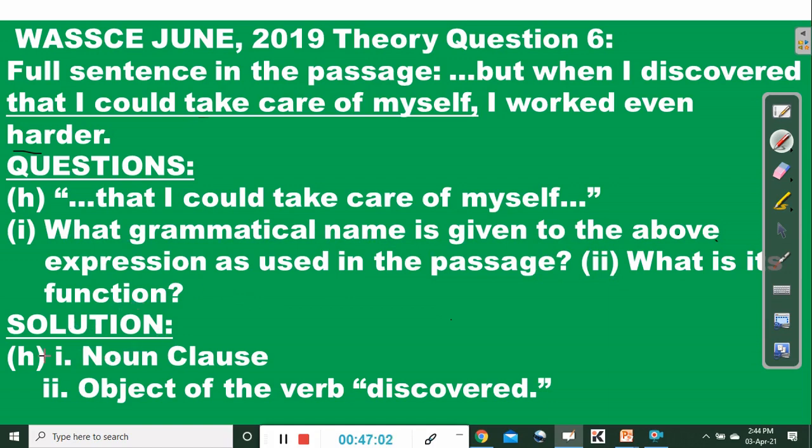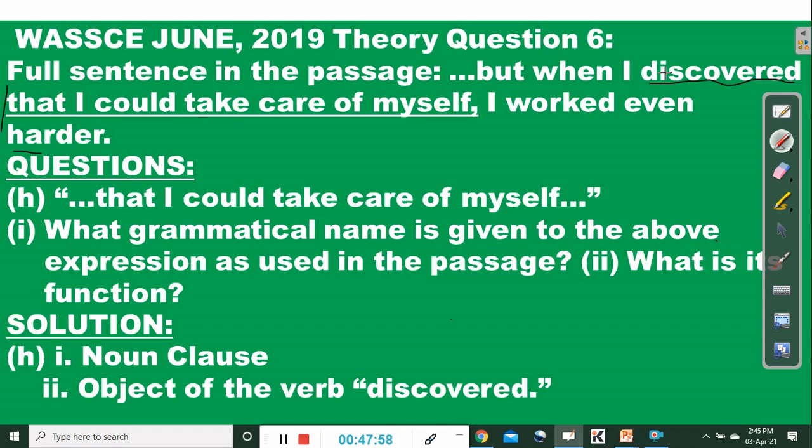Now let's look at the solution. Again, our solution should reflect the question alphabet, which is H, and then question I should have solution I. And then let's look at how the expression is used in this sentence. But when I discovered that I could take care of myself, I worked even harder. Now let's attempt to use the border principle we earlier learned. That I could take care of myself is the underlined expression, and it shares a common border with the word discovered. Now, what is the word class of discovered? Of course, it's a verb.